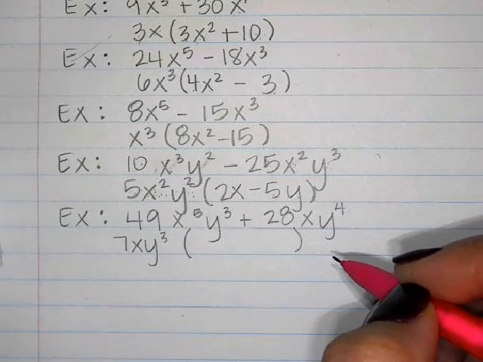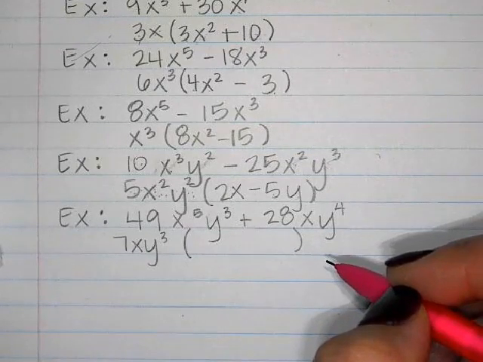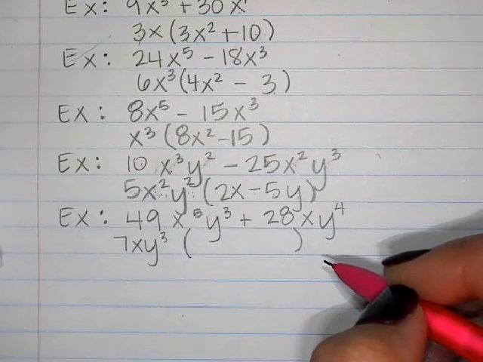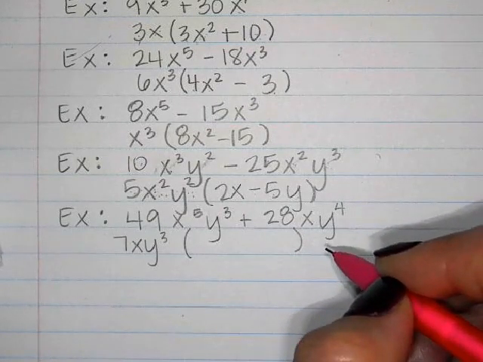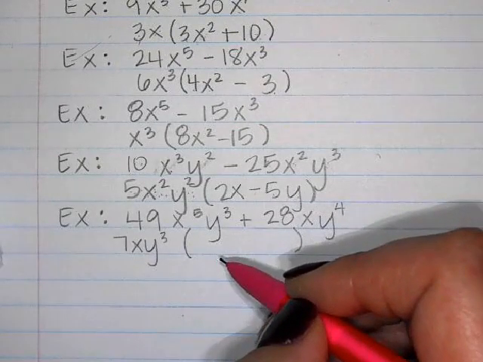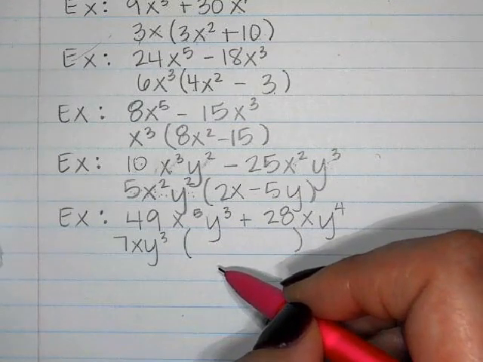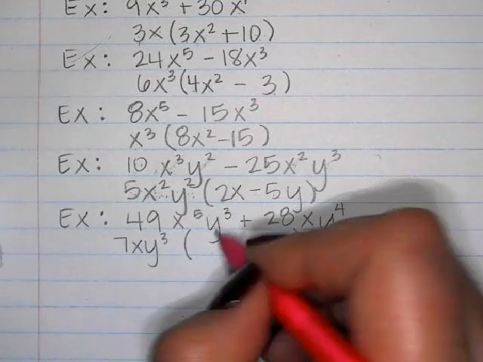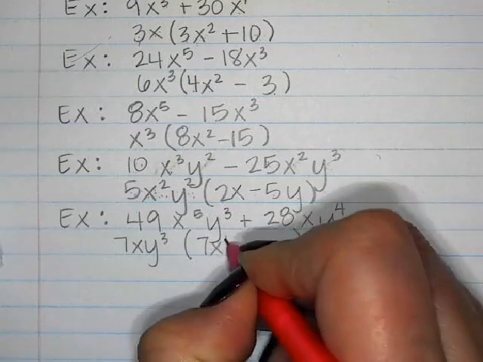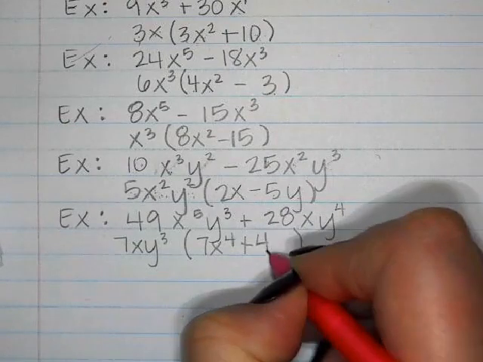There's going to be an x for one of the terms. There's not. Yep. Okay. So for the first term, 7x to the fourth. Okay. 4y. Okay.